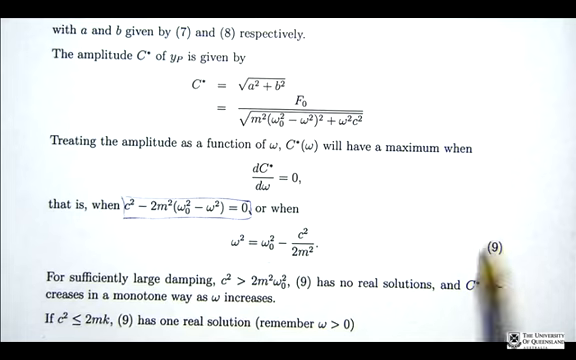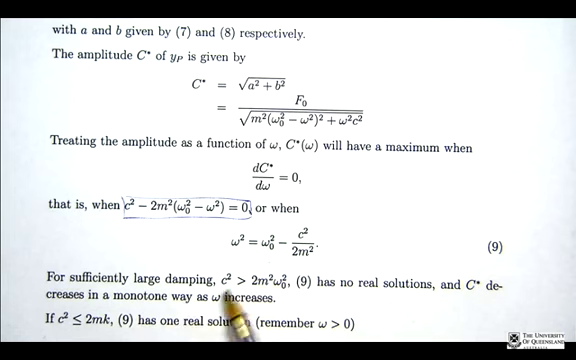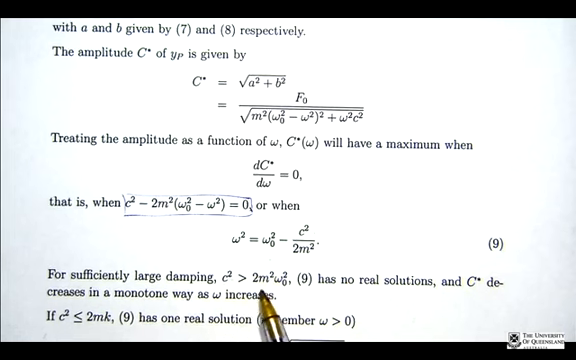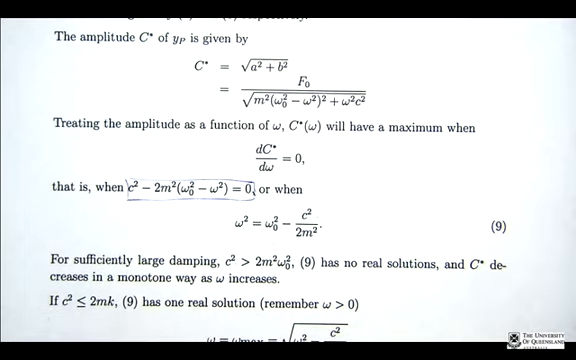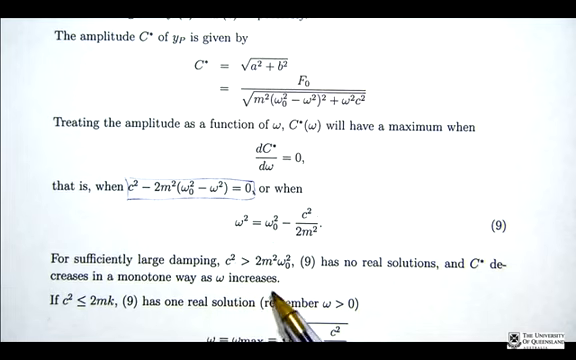All right, now if C squared is large, or if the damping C is large enough, right, in particular if C squared is greater than 2m squared omega naught squared, this will be negative, and it turns out it won't have any real solutions. So in that case, the amplitude of those steady state oscillations just decreases and has no local max. So it just decreases as the driving frequency increases.